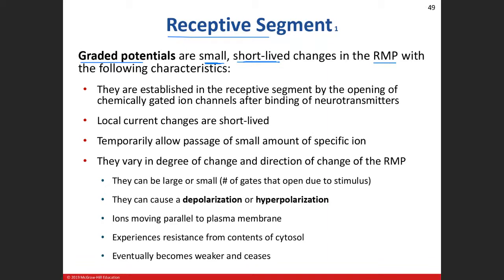So, like I said, when we're in the receptive segment, we're going to be dealing with these chemically gated ion channels. That means if we're dealing with a chemically gated channel, we're going to be dealing with neurotransmitters. Those are going to be the chemicals that open up those chemically gated ion channels. Good so far?